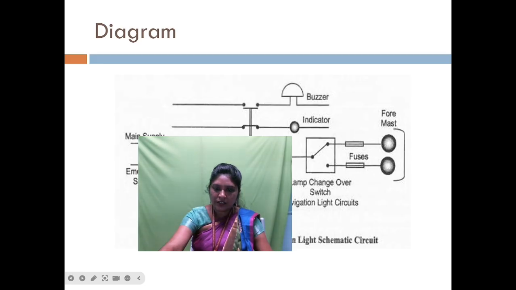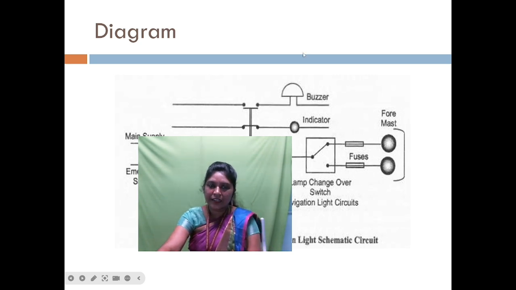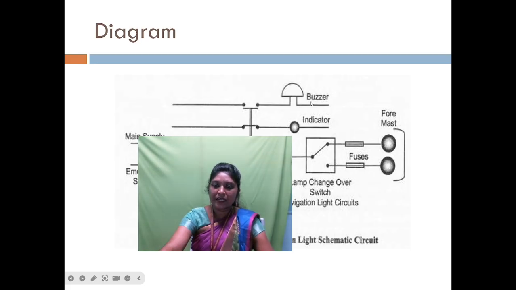So the main function of this circuit is provided when a light is defective. When any defective lamp is identified, then an indication is given. So the indicator light will glow or the buzzer will be operated in such a condition. During normal operation, we have two choices, either the main supply or the emergency supply. So from this panel we are providing the normal switch.